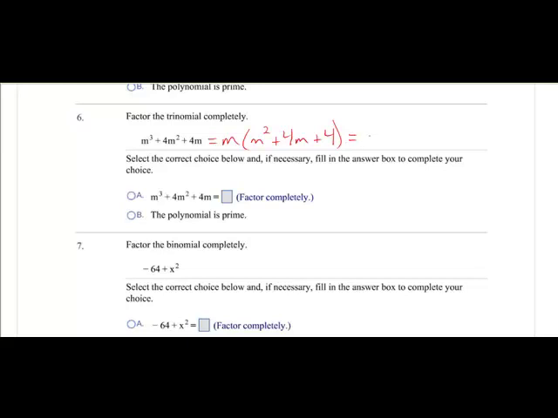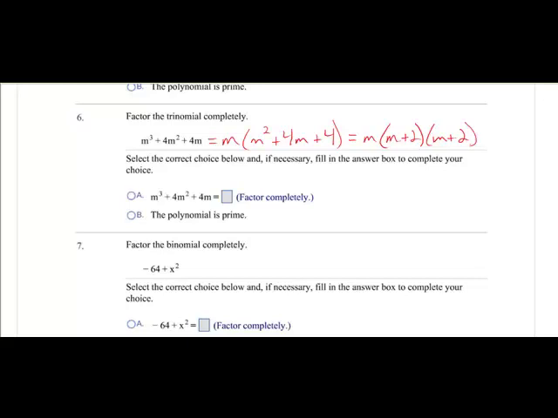That is m times, now the computer, well, I'll get to that in a second. What multiplies to 4 and adds to 4? 2 does. 2 and 2. m plus 2, m plus 2.